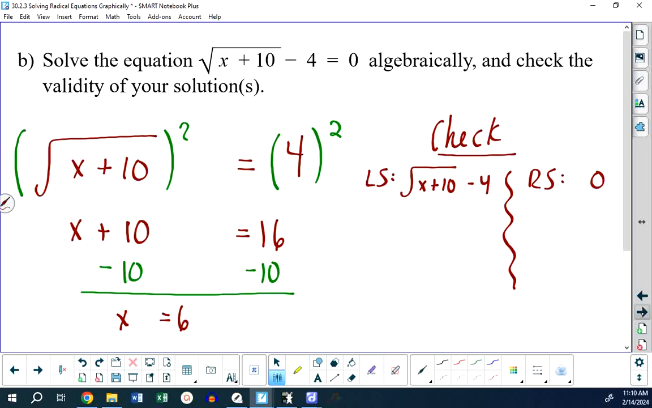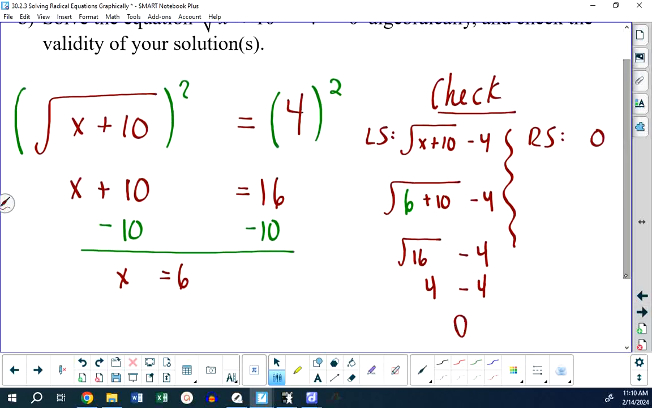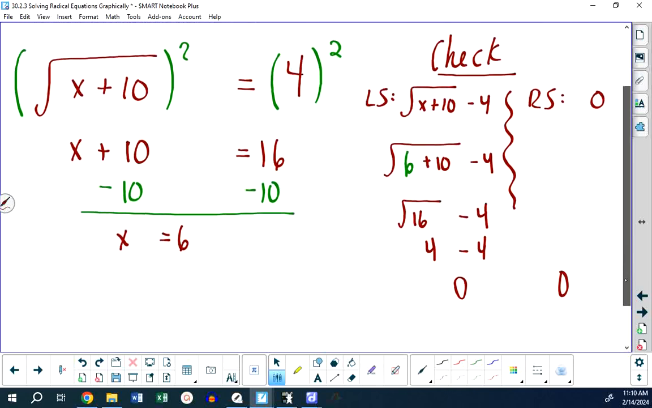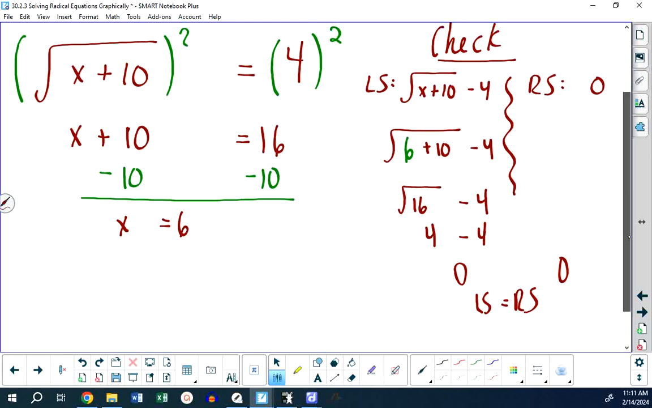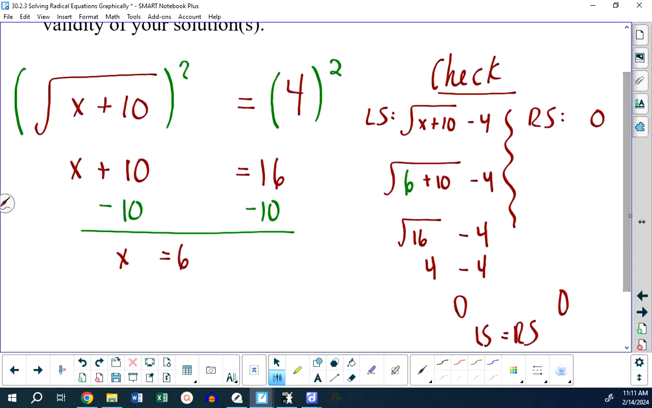And now we're going to check. We said x was equal to 6, so we put 6 in. We're just substituting our value of x in there. And we simplify this. 6 plus 10 is 16. Root 16 is 4. And that gives us 0. And now we say that the left side is equal to the right side, so our solution is valid. And again, very simple example to warm up. Any questions with solving that equation algebraically or the checking?